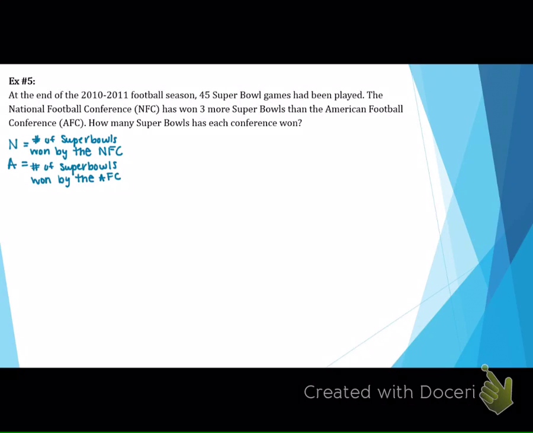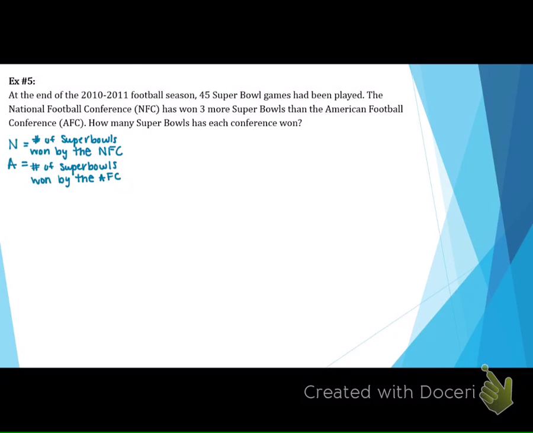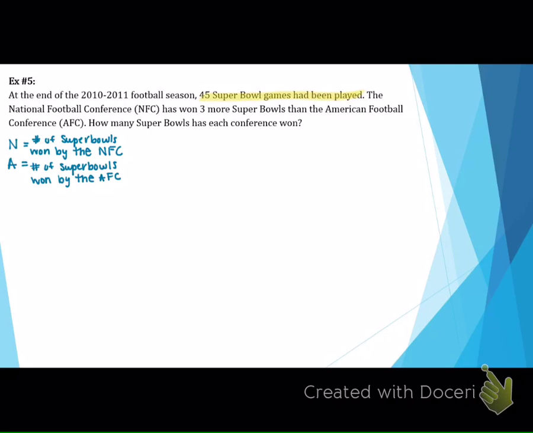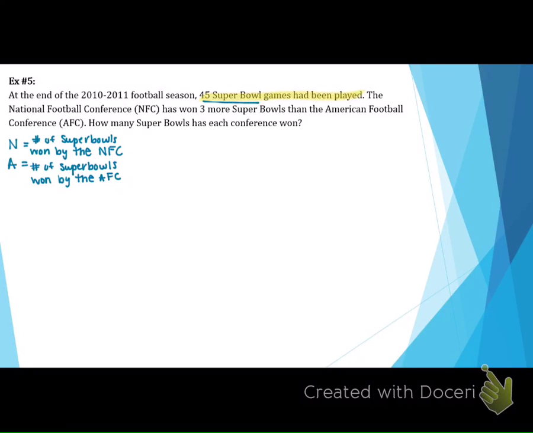At the end of the 2010-2011 football season, 45 Super Bowl games had been played. So that 45 there seems kind of important, doesn't it? That there's 45 Super Bowl games played, since we need to know how many each person has won, so they have to total the 45, right? That's what this is saying, that when you're thinking about the number of Super Bowls by the NFC and the AFC, they have to total the 45. Are there ties in the Super Bowl? No. So there's going to be an exact 45 between the 2 of them.